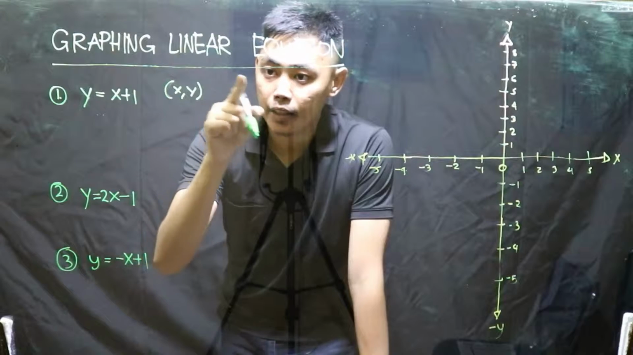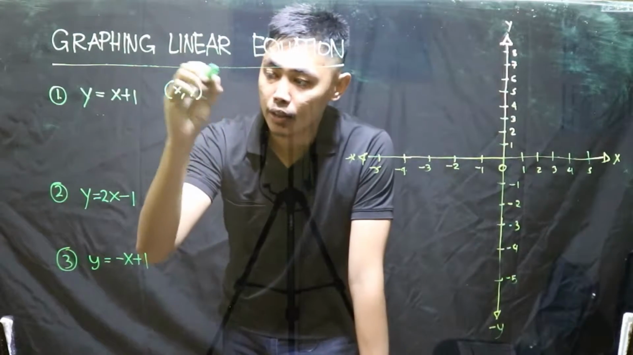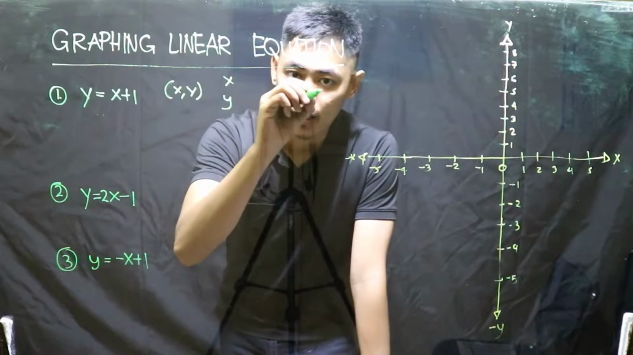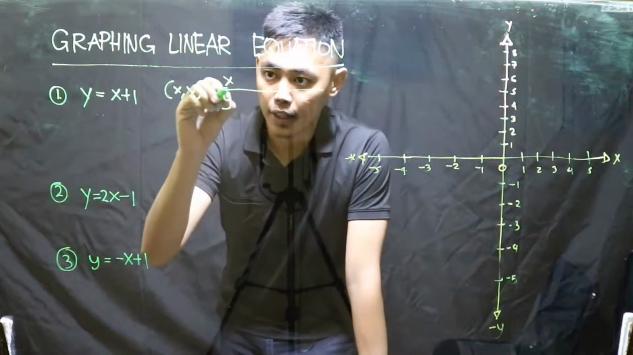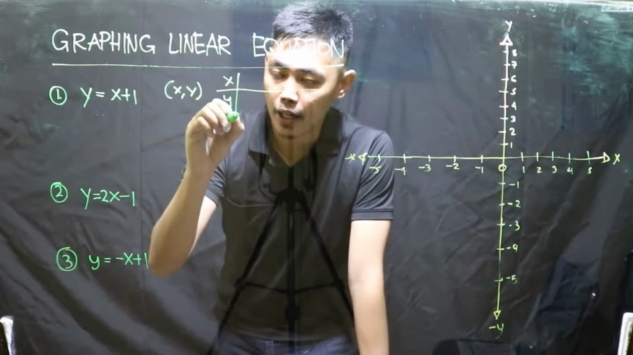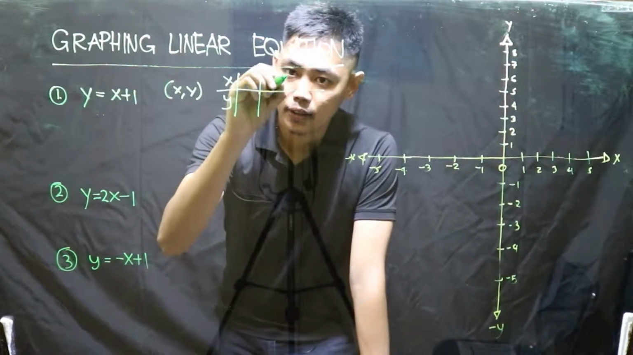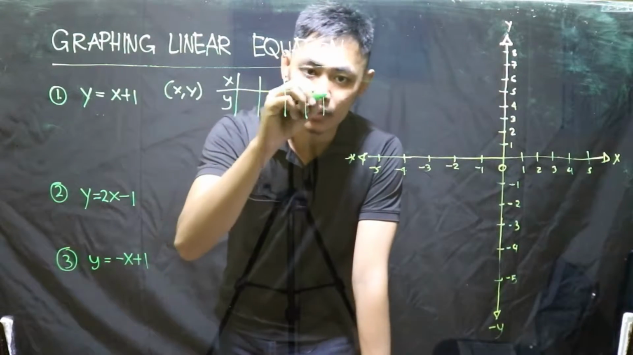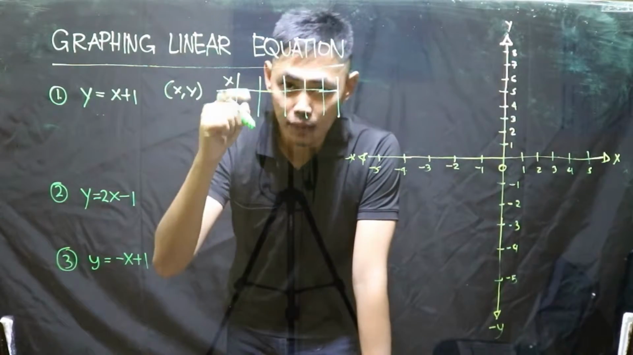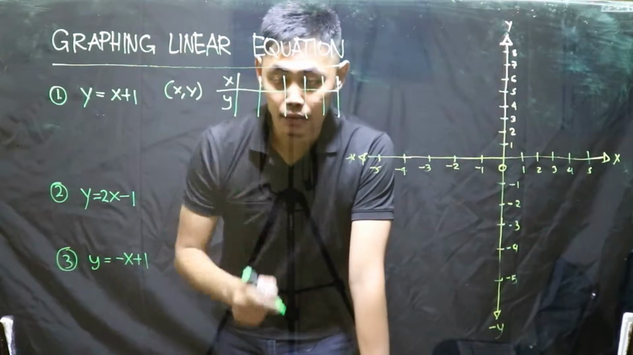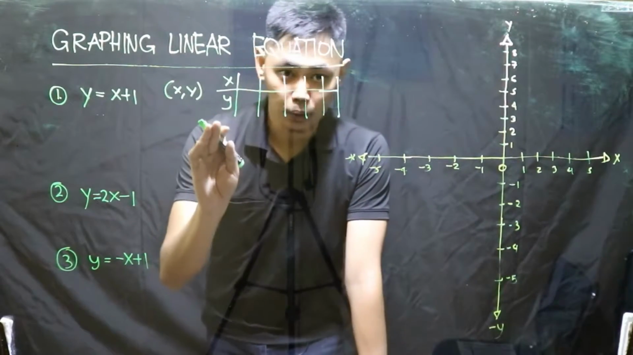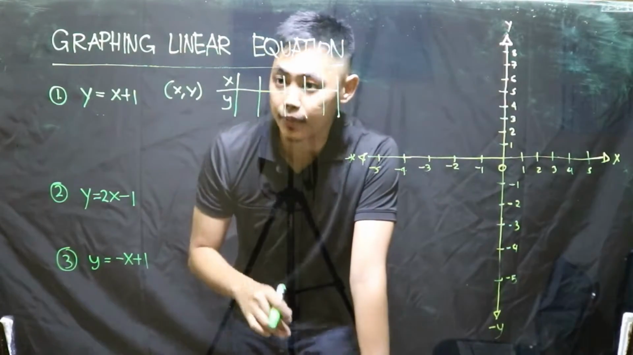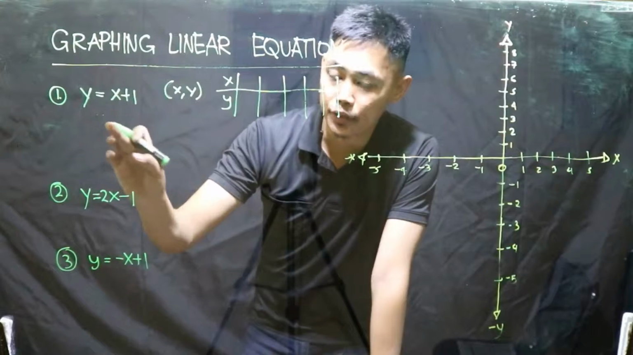Or we can use this x and then y. Okay? And then we have a value of x here, the value of x at the top, and then we have another value of y. So there's one value of x and then one value of y. So what do we call this again? This is what we call a coordinate. Now, how do we find the coordinates of this one?